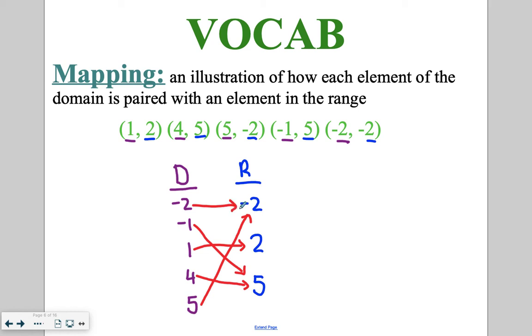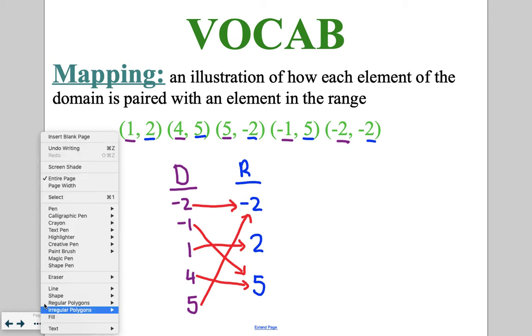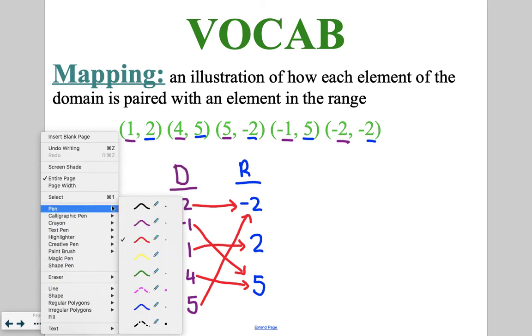Now, the reason I said that this is a really easy way to determine if a relation is a function is by looking at the members of the domain.